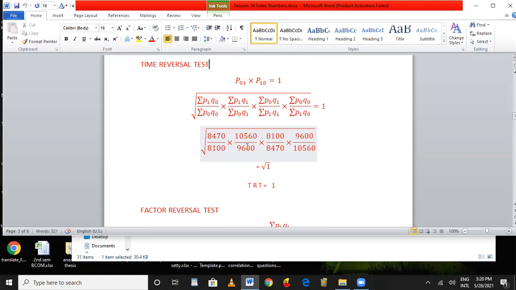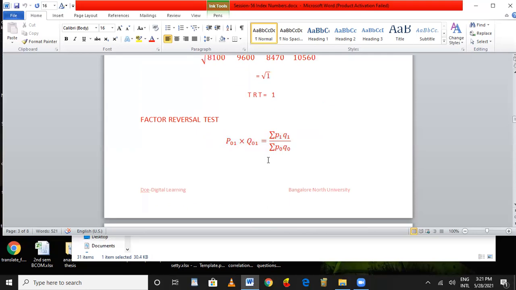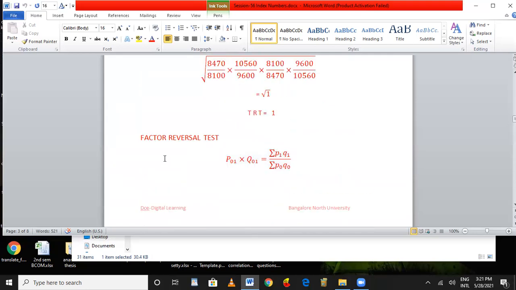For that, 8,470 gets cancelled, 10,560 gets cancelled, 8,100 gets cancelled, 9,600 gets cancelled. All the numbers in the numerator and the denominator get cancelled. The remainder is 1, and root 1 is equal to 1. So the TRT test is satisfied.